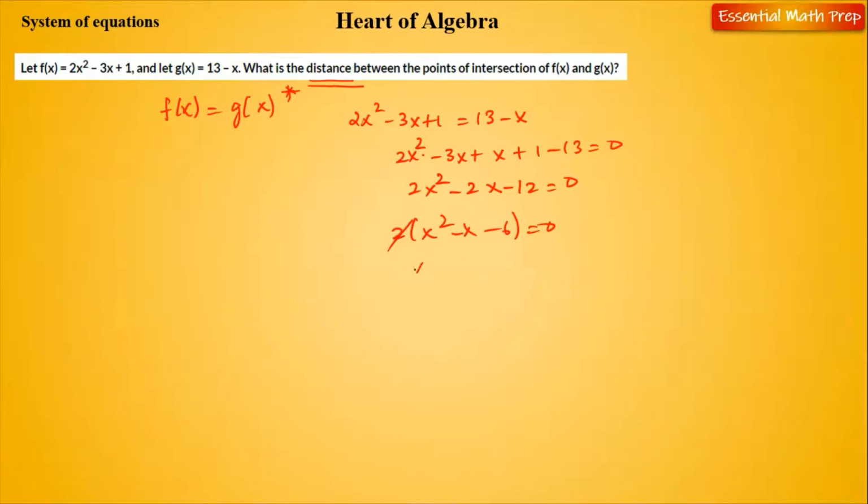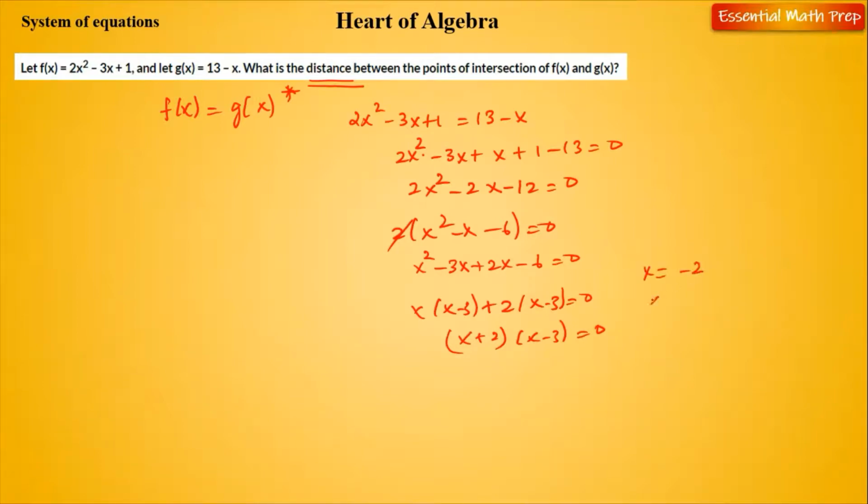So if you do it this way, it'll be x squared minus 3x plus 2x minus 6 equals 0. So x times x minus 3 plus 2 times x minus 3 equals 0. So x plus 2 times x minus 3 equals 0. So x will be negative 2, x will be 3, right?